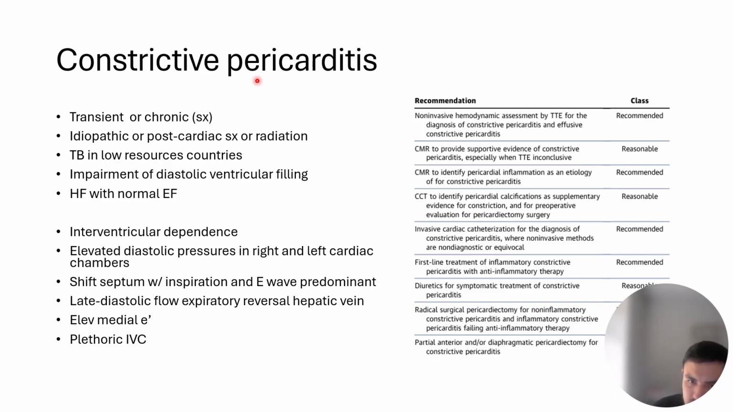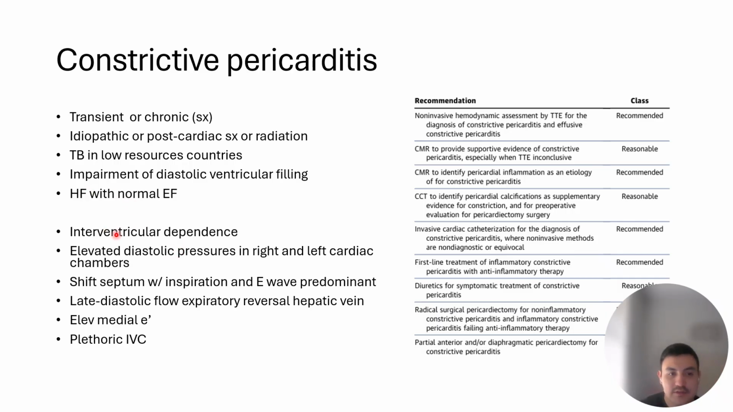Now, constrictive pericarditis. In constrictive pericarditis the pericardium is rigid, so it doesn't allow the heart to expand. It could be transient or chronic. Chronic usually is calcified, and for that you have to do surgery. What is the etiology? Idiopathic, post-cardiac surgery or radiation. That's why it's always important to ask, if the patient has breast cancer, whether they had radiation or not. And TB, always think of it in low-resource countries. Why is it important? Because of impairment of diastolic ventricular filling, the patient may have signs of heart failure. The ejection fraction is going to be normal.